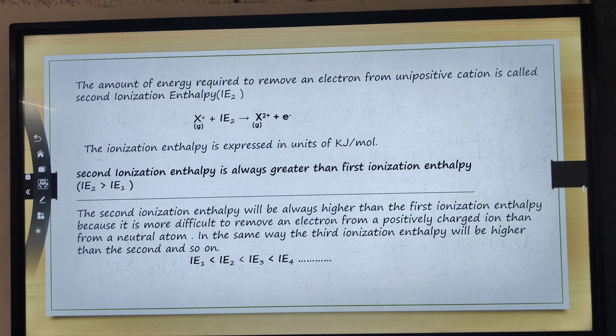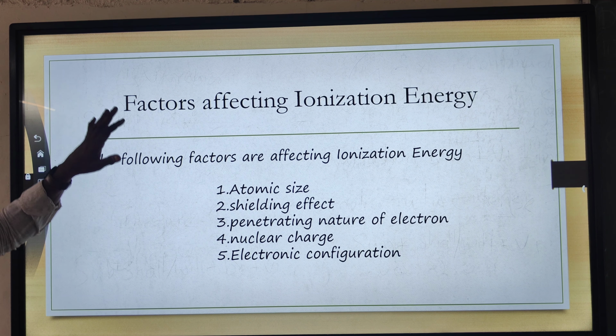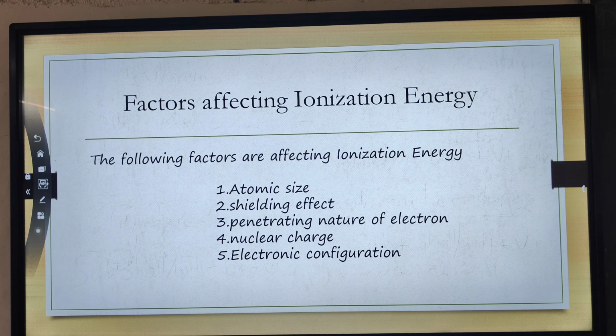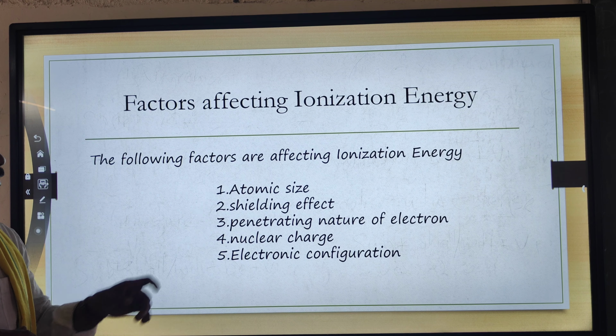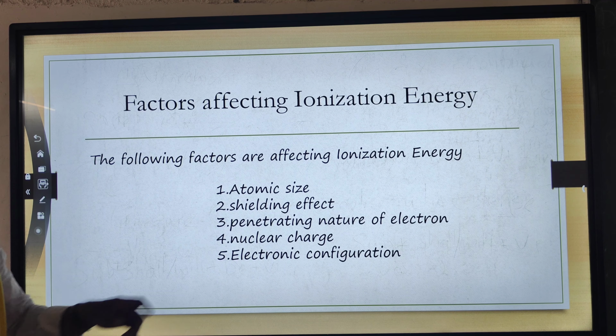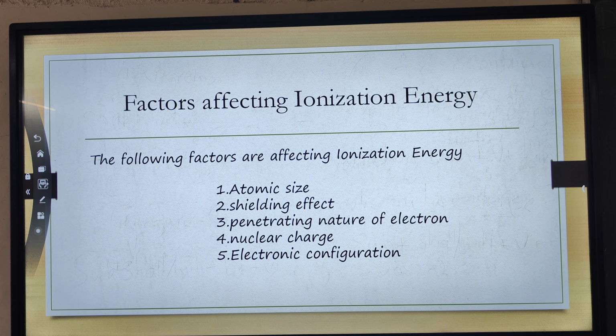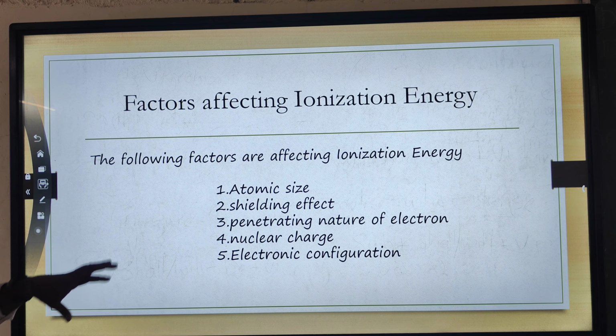The next one. We need to understand the factors affecting ionization energy. The following factors are affecting ionization energy. The first ones are atomic size, shielding or screening effect, penetrating nature of electron, nuclear charge and electronic configuration. We need to discuss how these factors affect ionization energy.